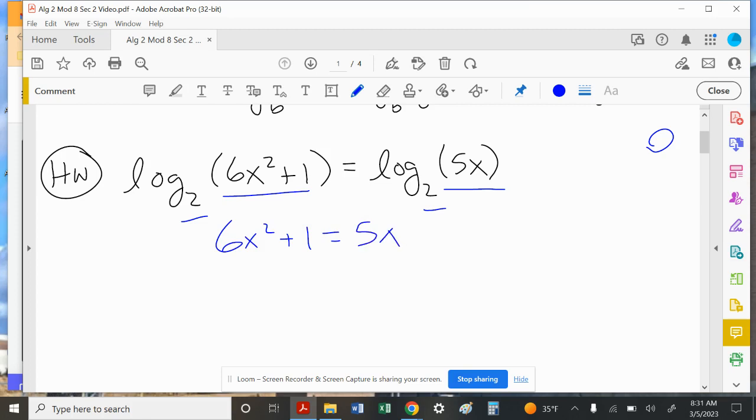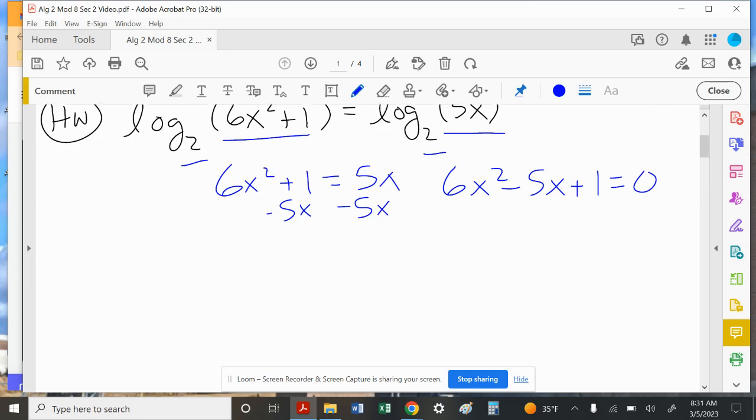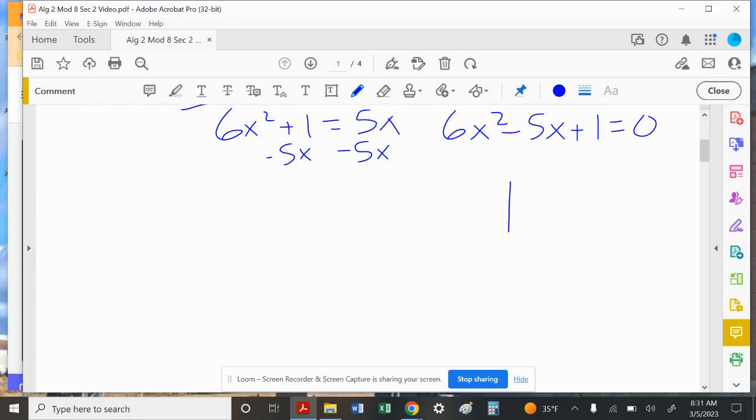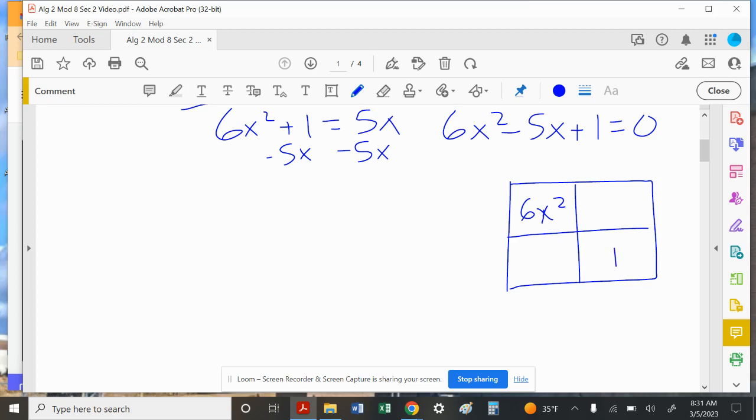Of course, anytime you have a quadratic, which is what this is, you have to move everything to one side. So we're going to subtract 5x from both sides. We're going to rewrite this as 6x squared minus 5x plus 1 equals 0. Oh, and then we get to go to our fun box method. So we're going to go right to the box. We're going to put our 6x squared here. We're going to put our 1 right there. And then we're going to start figuring out the values there.